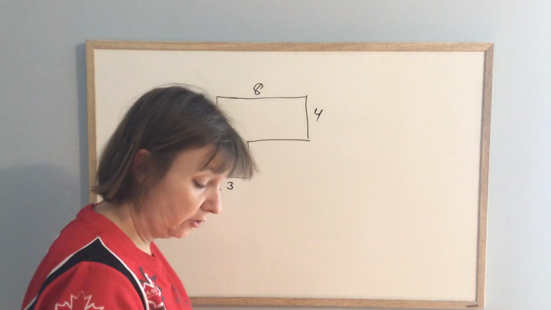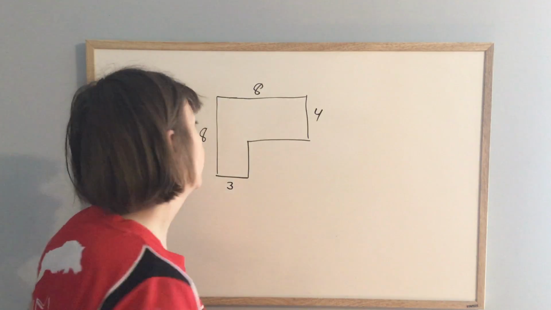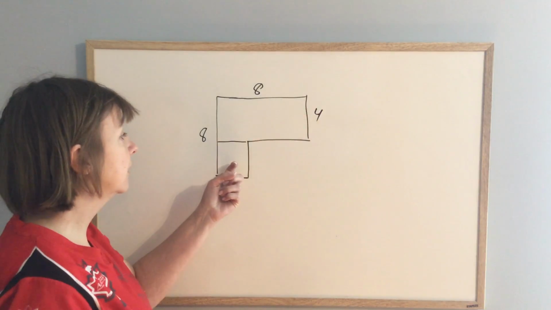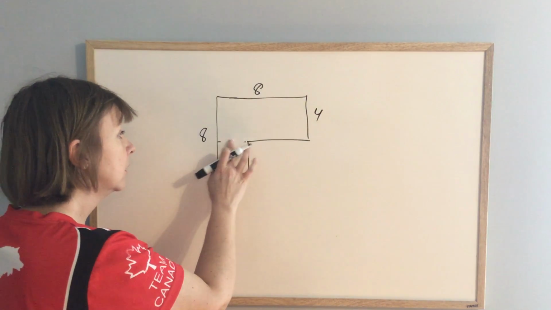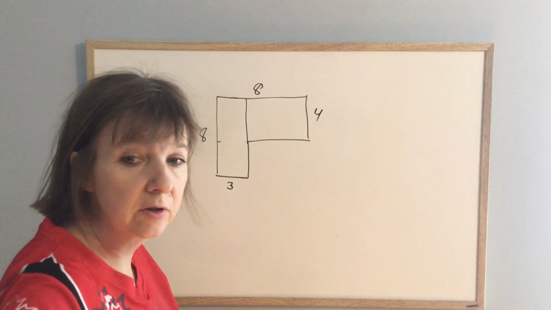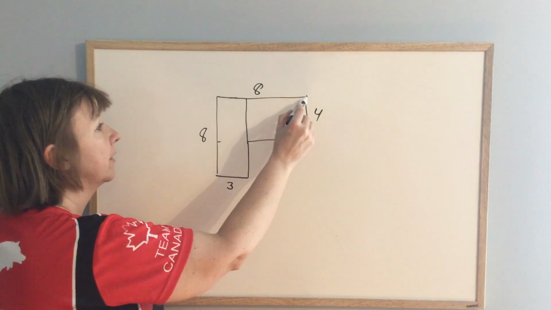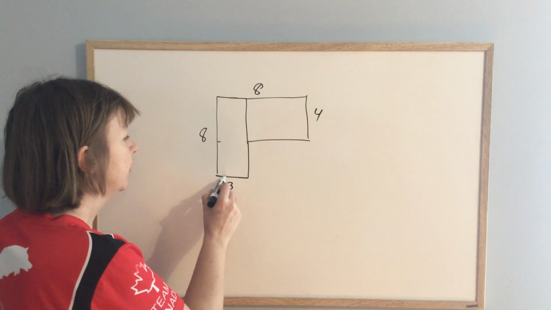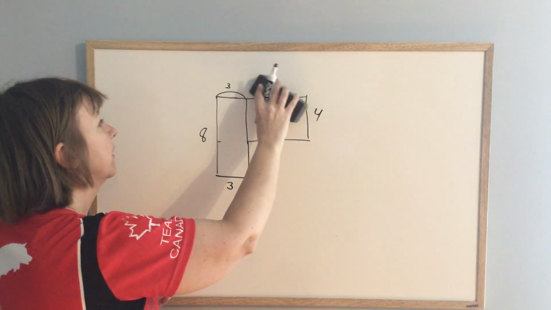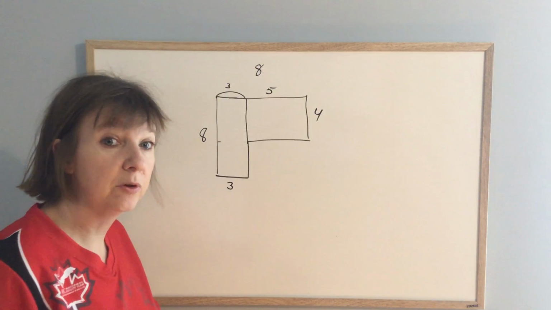Now, you can do this a couple of different ways, but you're either going to have to put a line across here and create a long rectangle this way and a little rectangle this way, or you could put your line here and create a long rectangle here and a long rectangle here. So let's say you did this one. All the way across here is 8. However, this is 3, which means this also has to be 3. And if that's 3 and the whole length is 8, that means this length has to be 5.